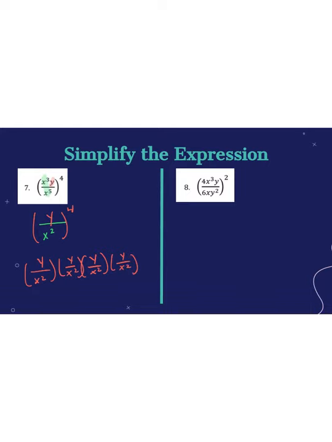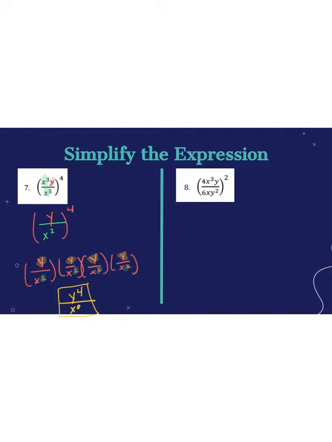Okay, so let's start with our y's. I have 1y, 2y, 3y, 4y's. So that tells me I have y to the 4th over, and now let's look at our x's, and I have 2 here, 2 here, 2 here, and 2. So my x's are going to go on the bottom. I have x, and 2 plus 2 plus 2 plus 2 gives me an 8. So I have x to the 8th. And that will be your final answer.